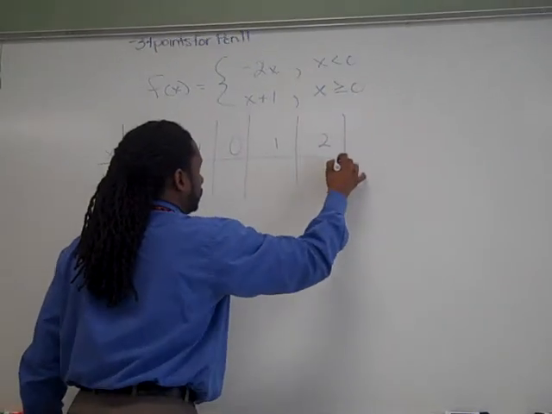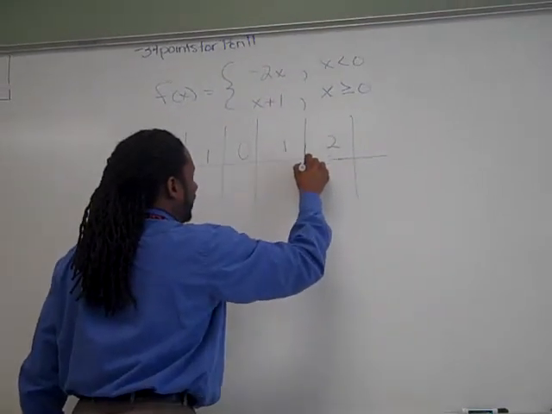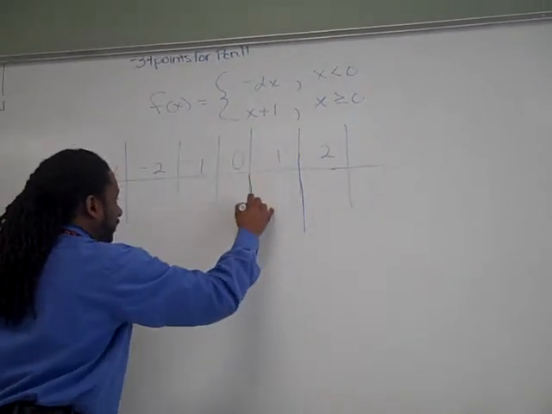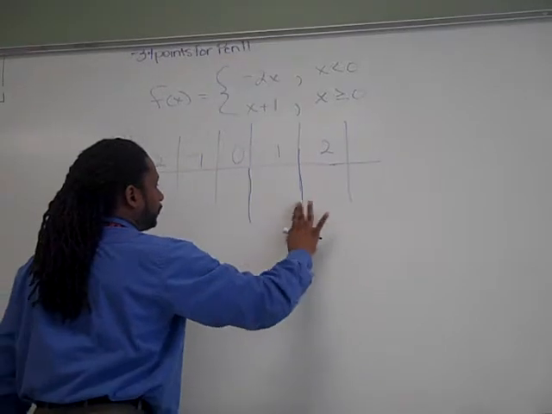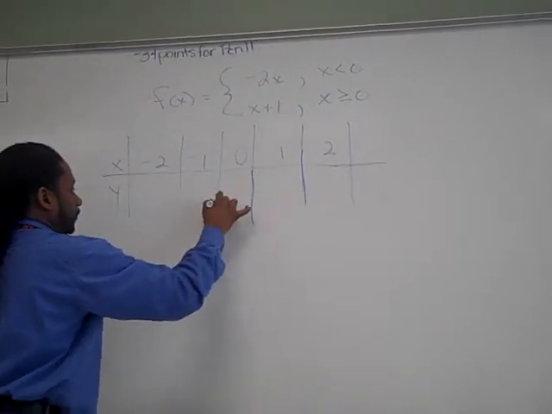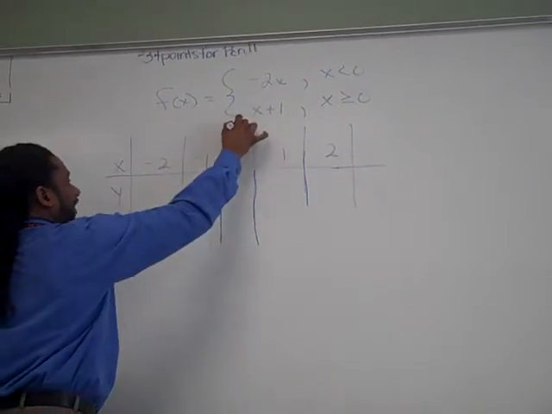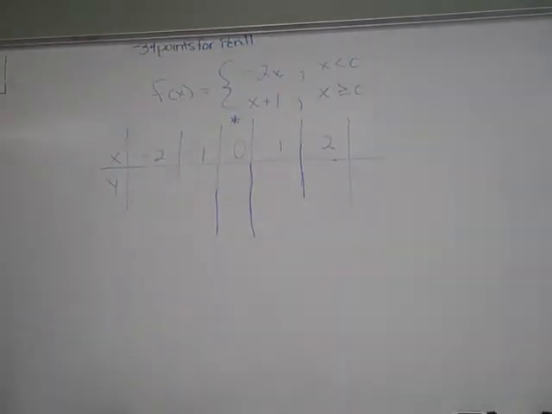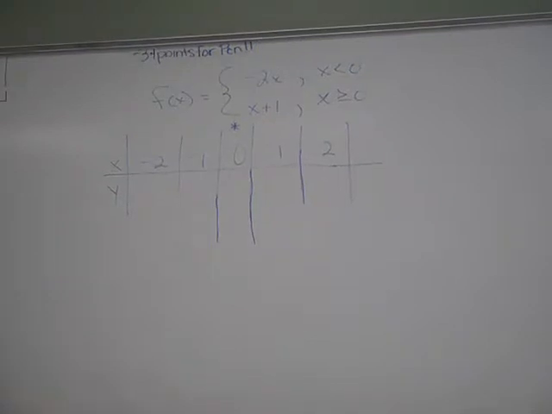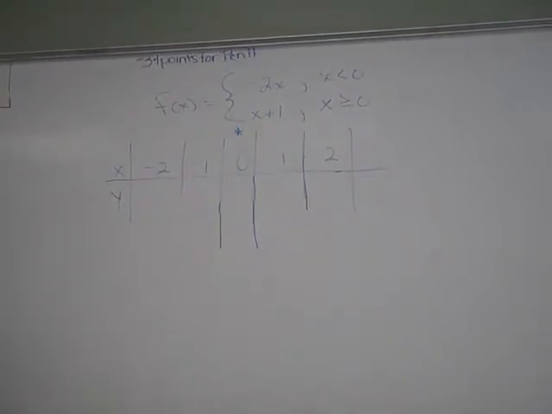At least. If you want to put 3, cool. But at least 2 points on the left, 2 points on the right. I'm making 0 longer because I'm going to show you. Put an asterisk mark over your boundary point. This is just so that you know something special.